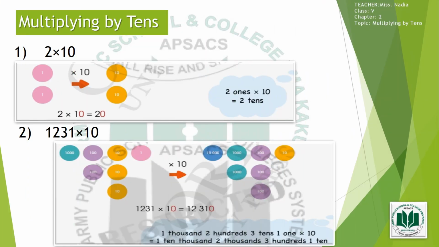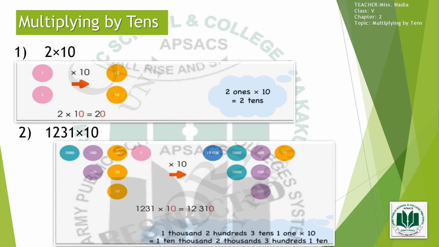Dear students, now we will learn how to multiply a whole number by 10, as 1 10 is 1 multiplied by 10 and 1 multiplied by 10 is 10. After multiplying a number by 10, the answer is 10 times the original number. In example 1, 2 multiplied by 10, here we have 2 ones, and when a whole number is multiplied by 10, each digit moves 1 place to the left. That is, 1's digit moves to the 10th place, 10's digit moves to the 100th place, 100 digit moves to the 1000th place, and so on.